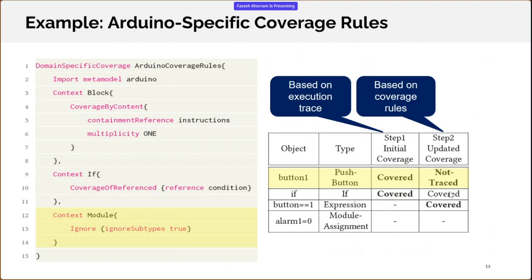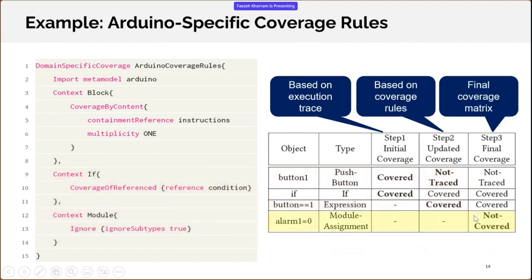So after applying this rule, the coverage status of the push button element is changed to not traced because we are no longer interested in this coverage status. But more interesting than that, we also have another rule for the if context. What it says is that whenever an if object is covered, its referenced condition element can be considered as covered. And as you can see, the coverage status of this expression is changed to covered after applying this rule. In the next step, the coverage status for all the other elements that do not have any coverage status so far will be changed to not covered. And finally, the values of the last column will be considered as the coverage matrix for our model under test.